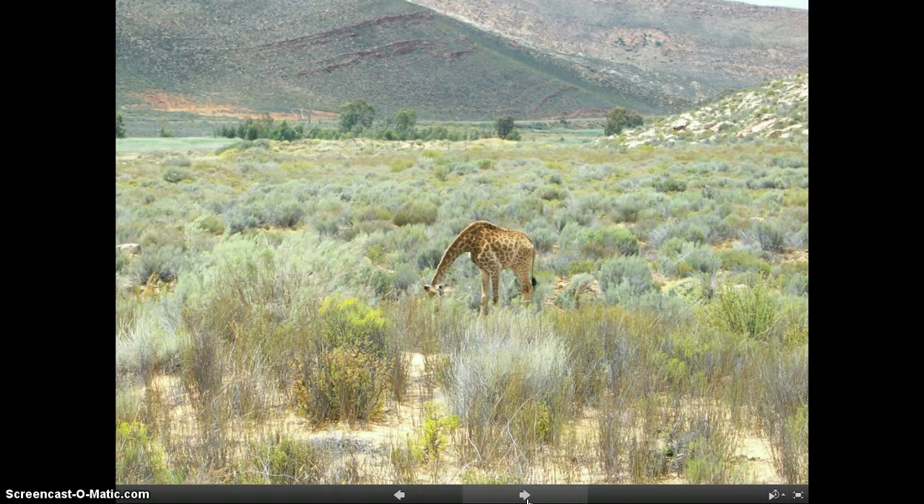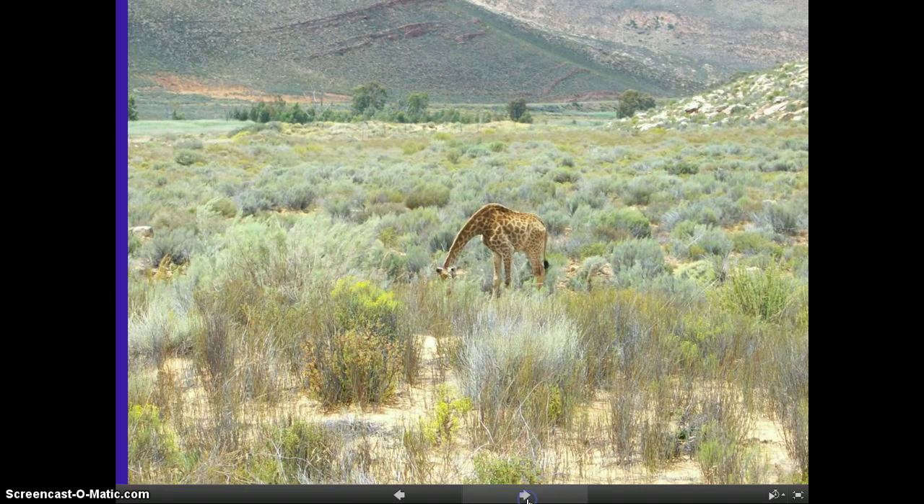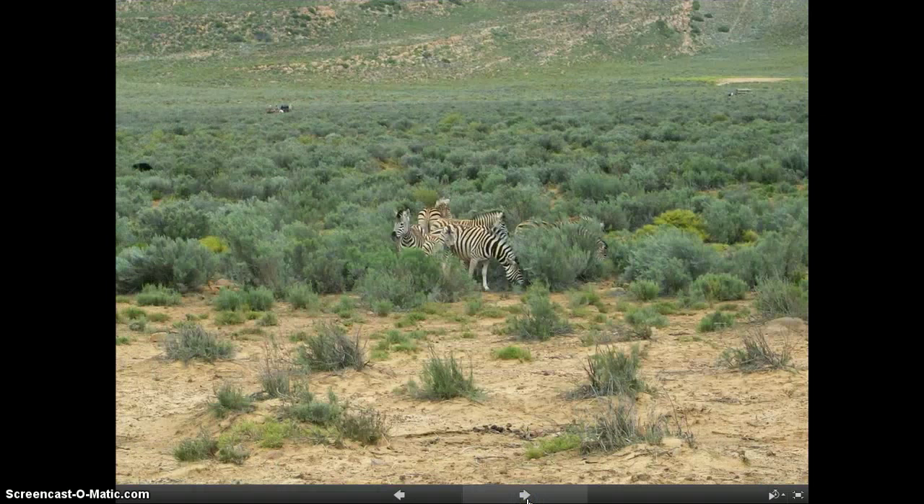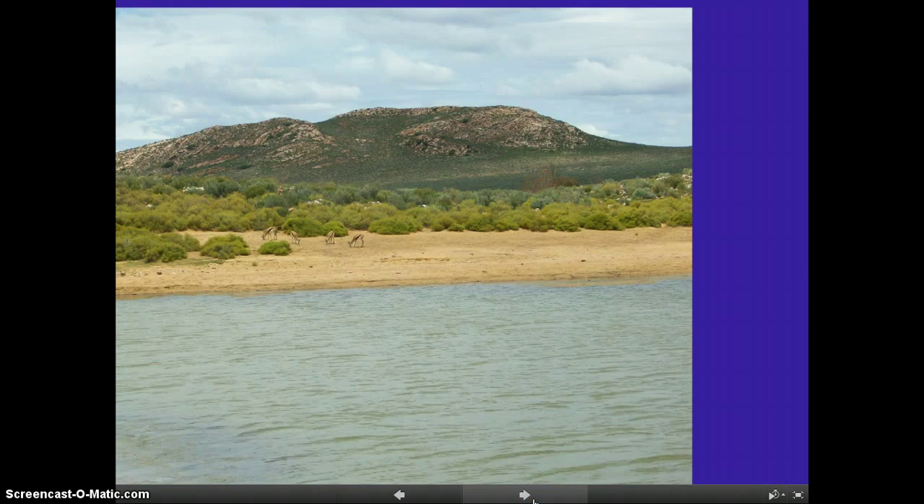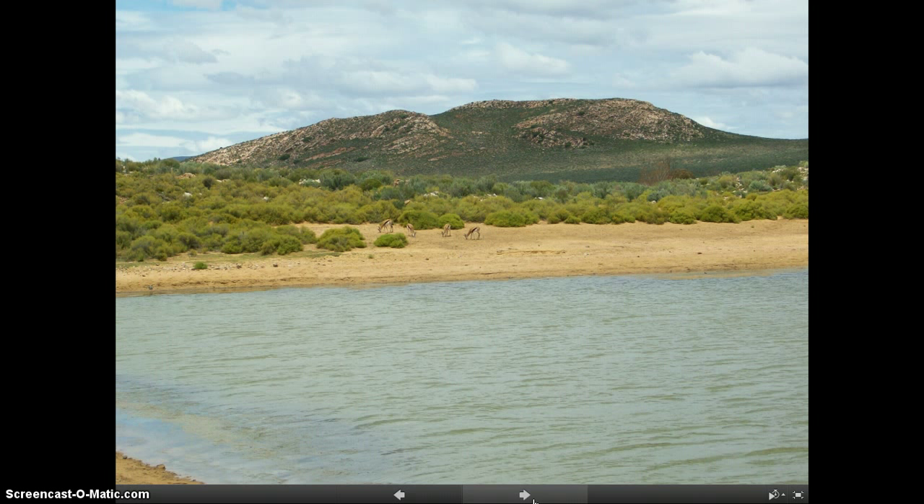And a giraffe. Zebras. There's an ostrich back here. This over here is another tour group and another tour group. So lots of people on safari. It's one of the ways that South Africa makes its money. Some interesting pictures here. The water and antelope or springbok, I think, is actually what those are.